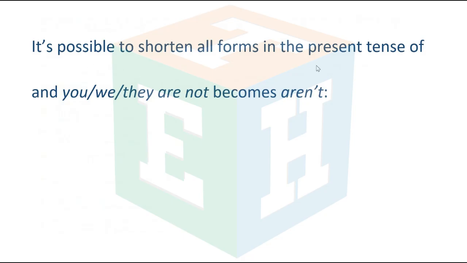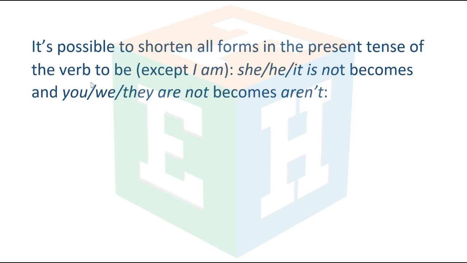It's possible to shorten all forms in the present tense of the verb to be, except I am. She, he, slash it is not becomes isn't, and you, we, they are not becomes aren't.